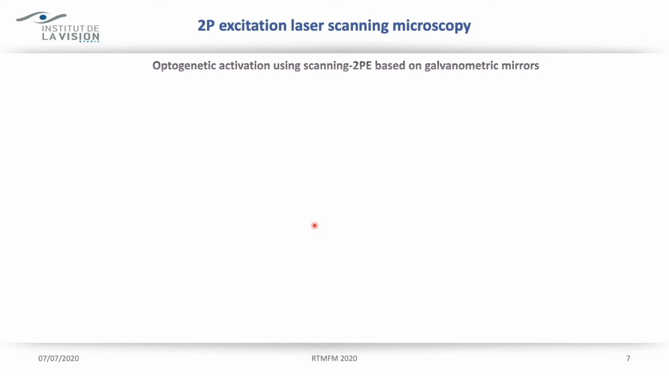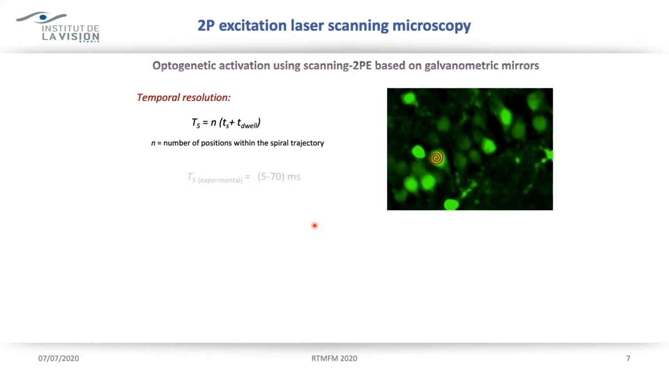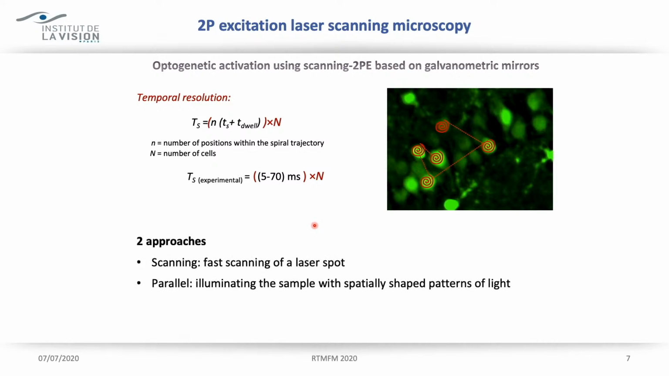However, pure sequential scanning two-photon excitation approaches are not scalable to multi-target photoactivation because of the limited temporal resolution and the relatively long time needed to scan from one cell to the other. A large number of different techniques have been developed to overcome this limit, which can broadly be classified as either scanning or parallel methods. In the first category, different approaches are applied to enable faster scanning of the laser spot, while in the second category, regions of interest are illuminated with spatiotemporally shaped patterns of light.